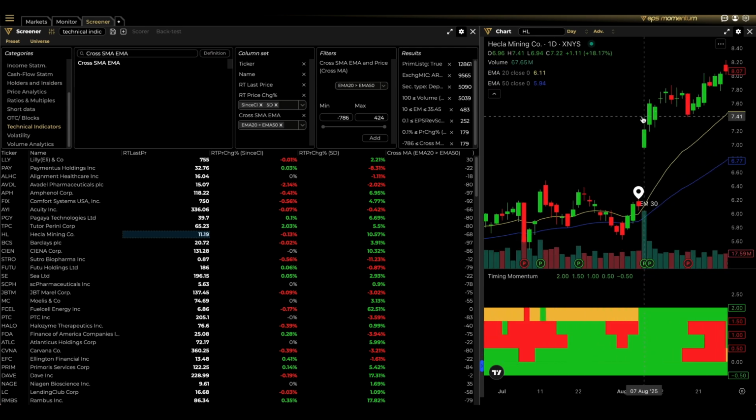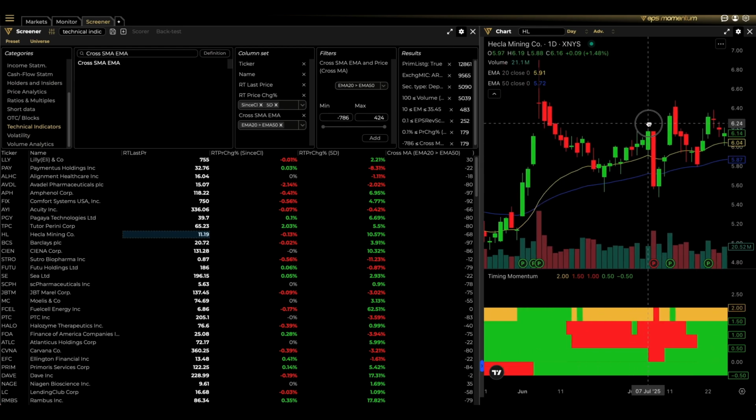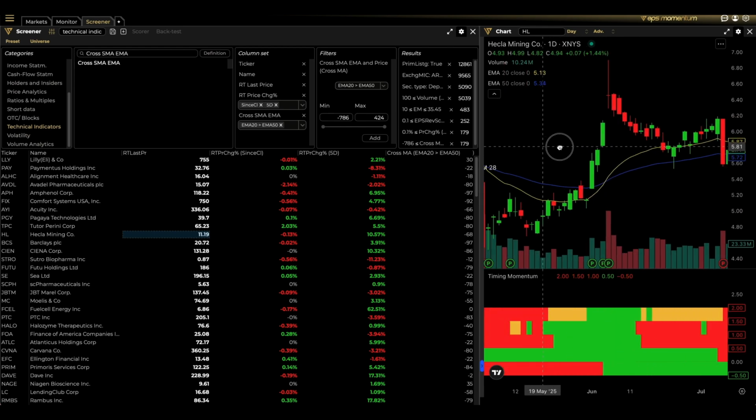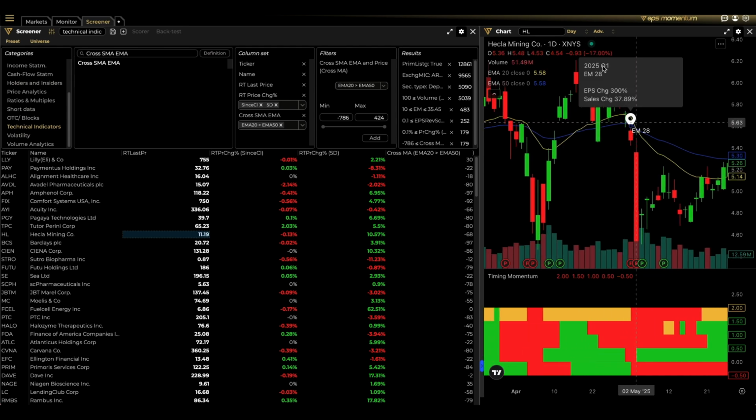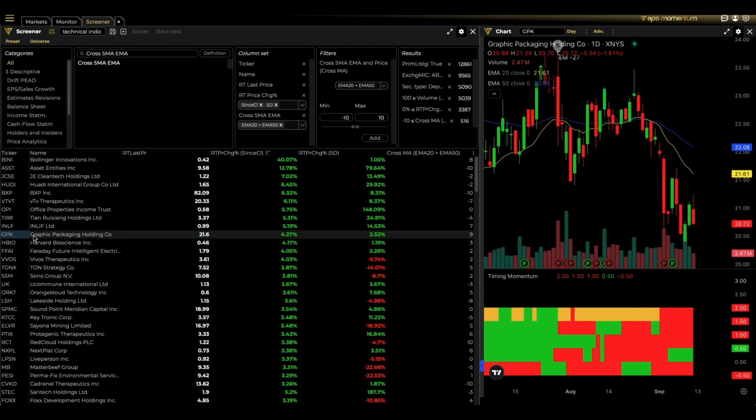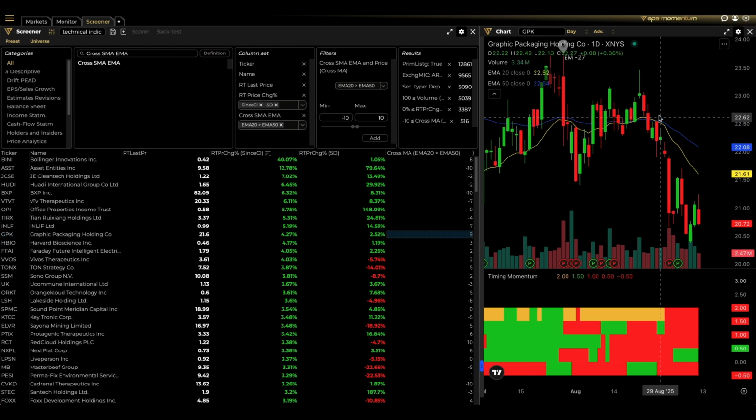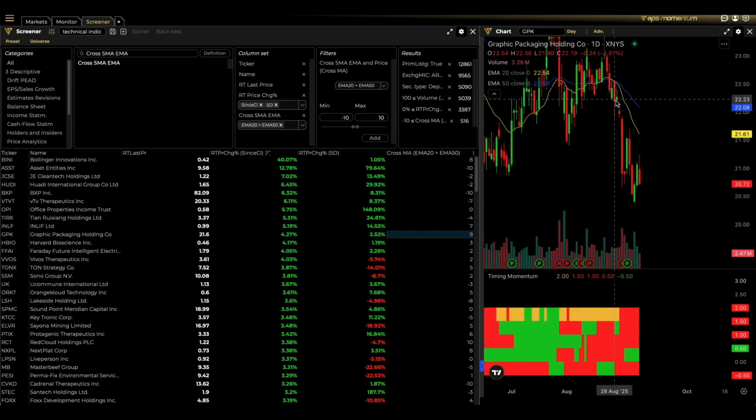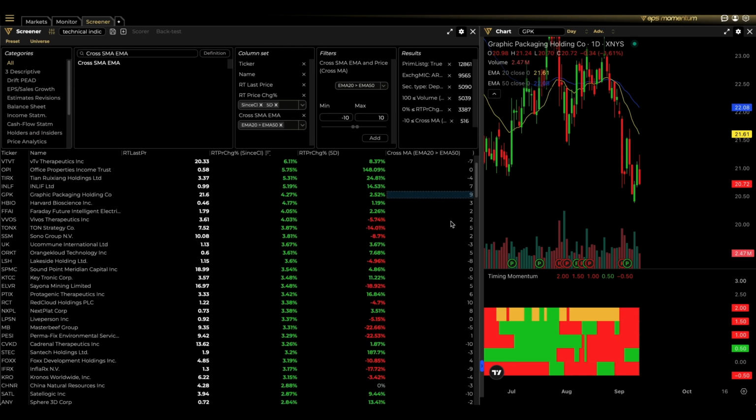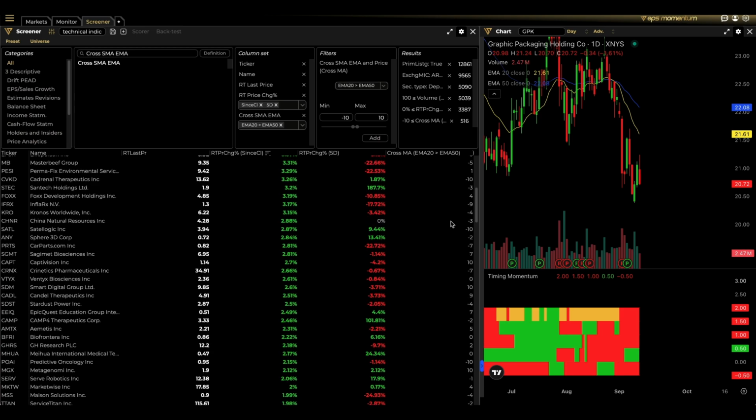Now, on your chart, you'll see two lines, the fast 20-period exponential moving average and the slower 50-period exponential moving average. For example, Graphic Packaging Holding Company, ticker GPK. Here, we can see that the 20-period exponential moving average crossed above the 50-period exponential moving average 9 trading days ago. The screener shows this directly, bearish cross 9 days ago. The actual crossover date was August 28th. This way, we can quickly filter for stocks that recently had a bullish or bearish cross and may be entering a new trend.